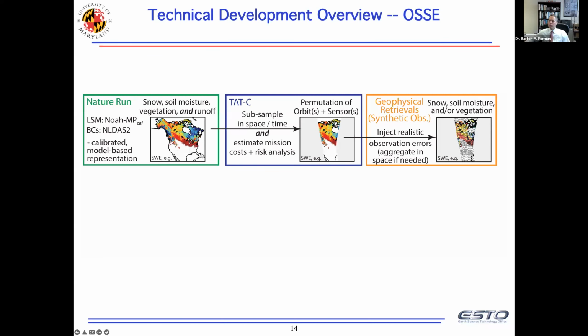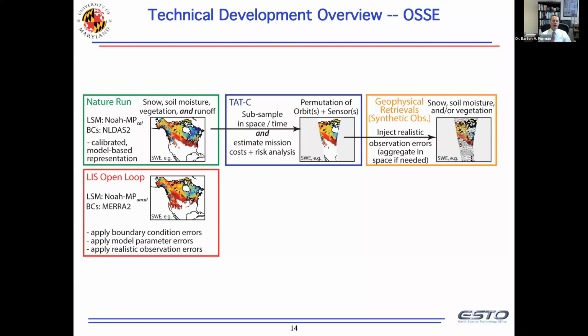So at this point, we have a reasonable representation of an observation, which is a subset of the truth system. It's not exactly the same as the truth system, and it has some error, because all measurements have some error. But now we have our truth, quote unquote, and we have our observations. And now we're going to go back to the beginning, and we're going to run a different model. We're going to use a different land surface model. We're going to use different boundary conditions.